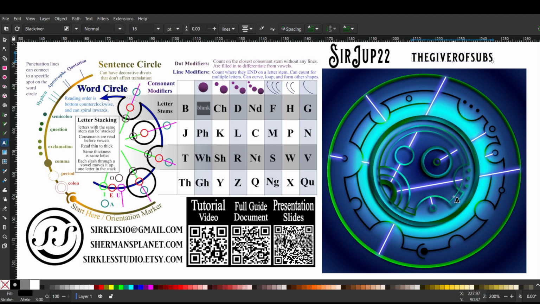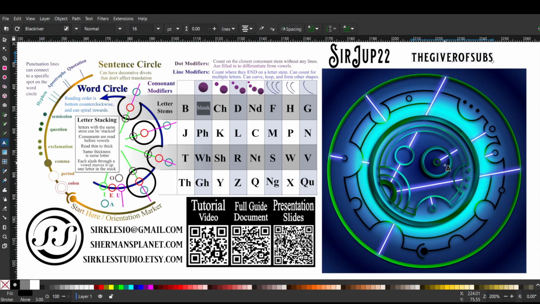And this shallow divot does have lines passing through it, but none of those lines end on the R itself. And dot modifiers count on the closest stem without any lines, so there are no lines that end on this. And lines count where they end on a letter stem. So that would be the R. And then we continue around to our next letter.